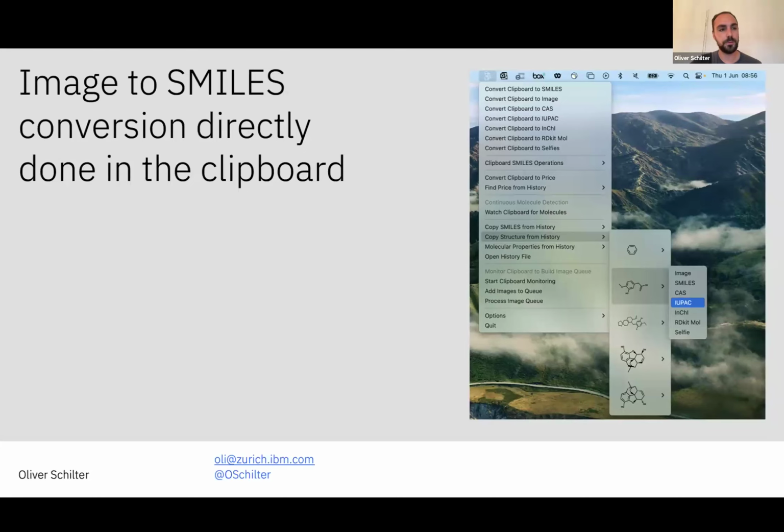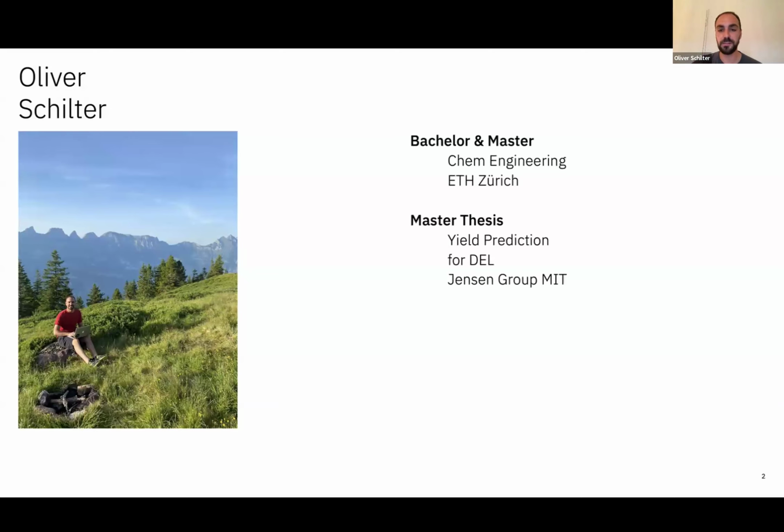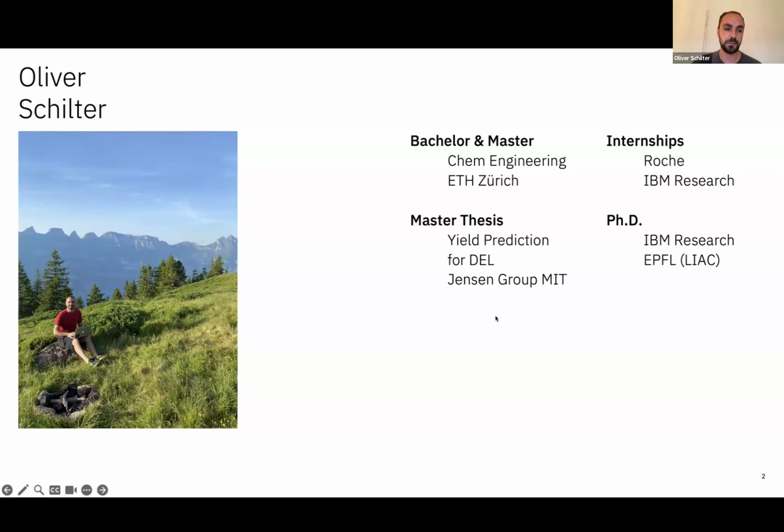So the title of today's talk from me is image to smiles conversion directly done in the clipboard. And here on the right, you already see a sneak peek of the tool itself. So I'm Oliver Schilter. I did a master's in chemical engineering at ETH Zurich, then did a master thesis at MIT in the Jensen Group, got there the introduction to machine learning and cheminformatics, I would say. Then did some internship at Roche and then IBM Research, where I got offered a joint PhD between IBM Research and EPFL in the LIAC group led by Professor Philipp Schwaller.